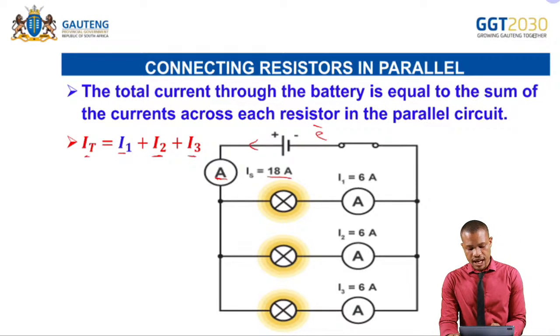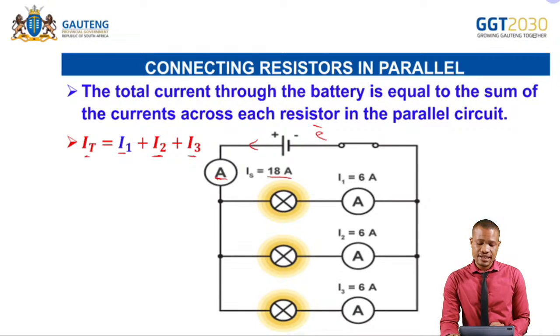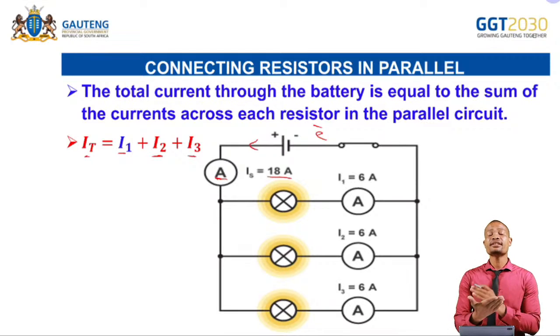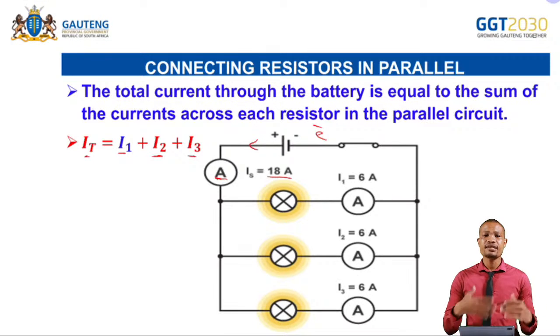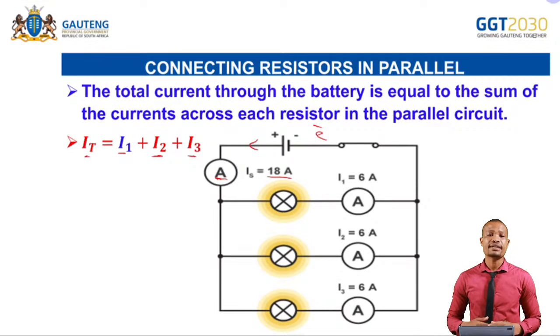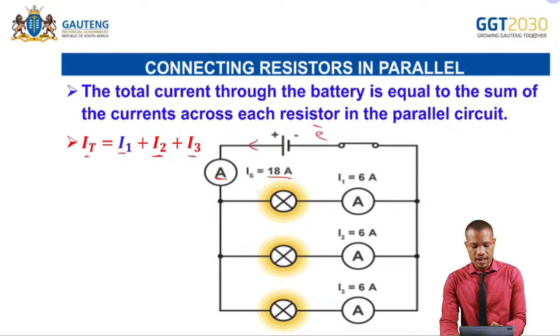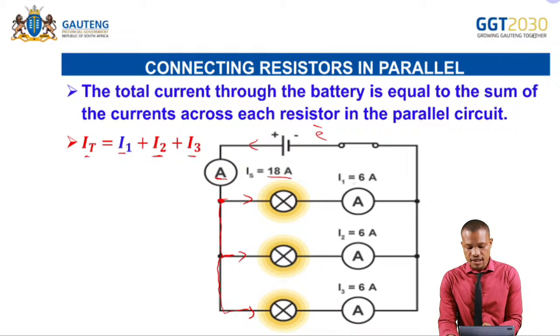So, assuming these resistors are equal in resistance, each of them is going to split 18 equally, right? 18 amps is the total current, and we divide it by 3 to split it equally amongst the 3 resistors. So the current is splitting here, that's the first point, and then it goes there and it splits again, and then it goes there and it splits again.